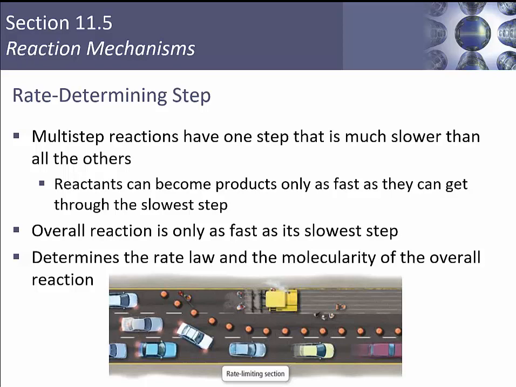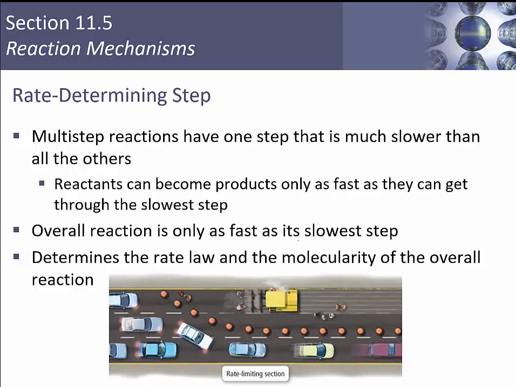If you guys have ever worked in a group project and you've been sitting around waiting for that one dude to finish his part of the project, he is the rate limiting step. Right, so you've got all your things, you're waiting for him, and you're like, oh my gosh, when is it going to get done? That is the rate limiting step.